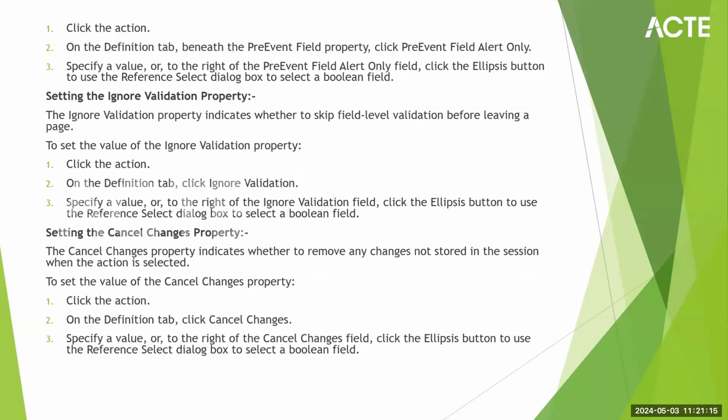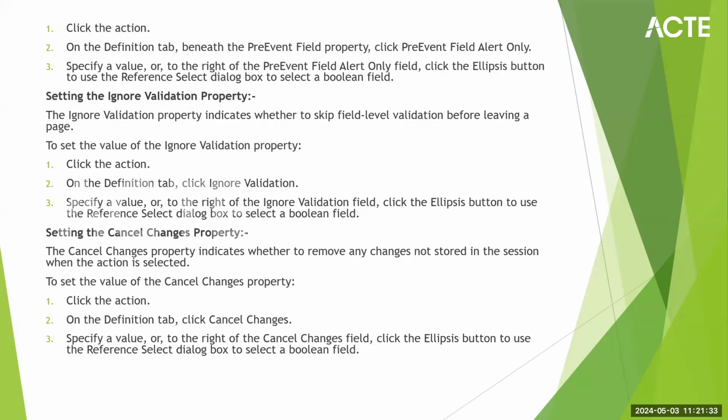Okay, how do you do it? Click on the action and on the definition tab beneath the pre-event property, give the specific value or map the field which is already created in the existing manuscript.